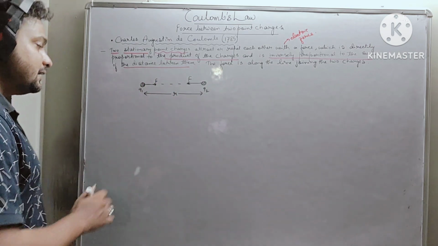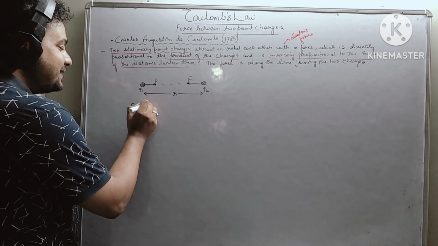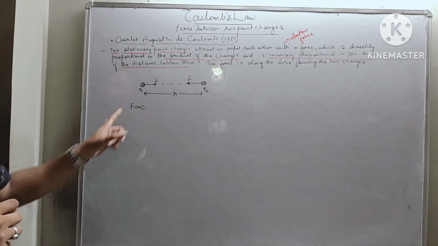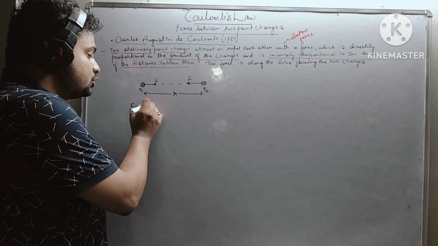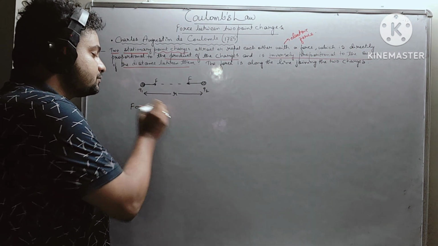Now Coulomb says that this force will be directly proportional. You know, this is the sign for directly proportional. So this force will be directly proportional to the product of the charges.